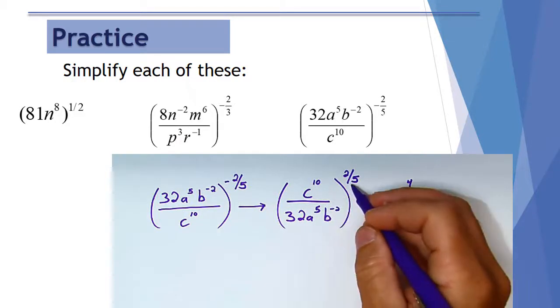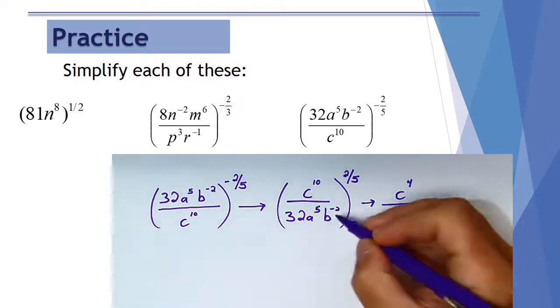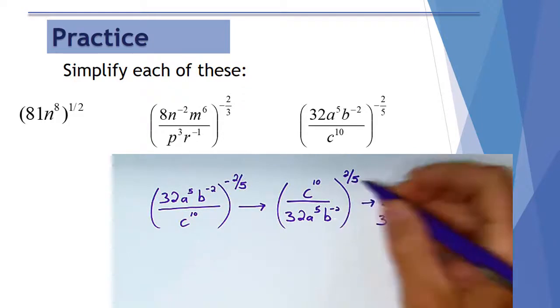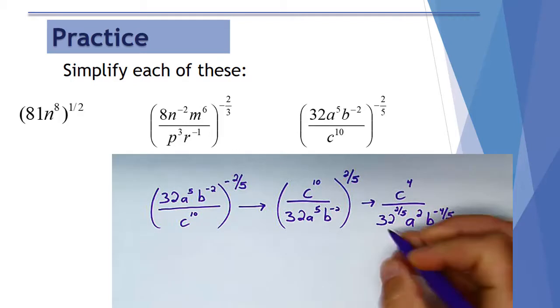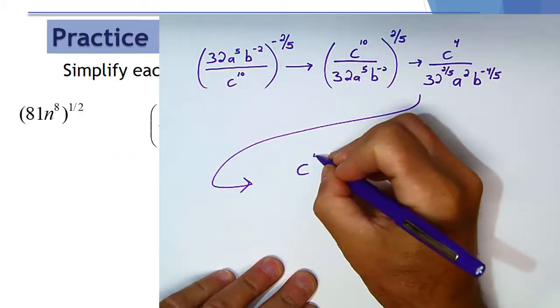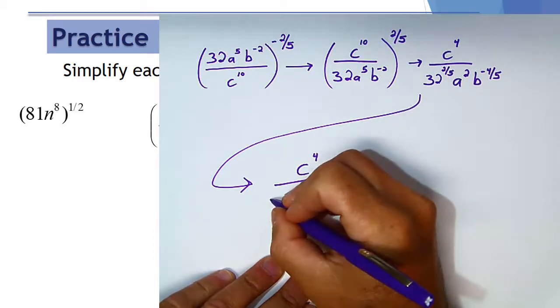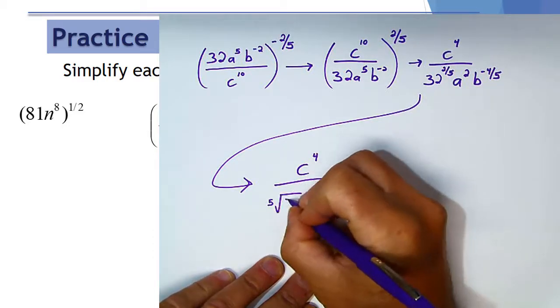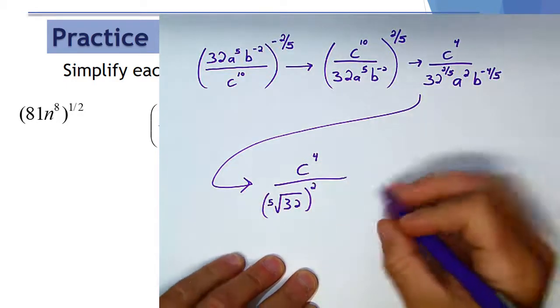A to the 5th to the 2/5 power, we'll multiply those to get a squared. And b to the negative 2 raised to the 2/5, that's going to be b to the negative 4/5. Now we can do better than that, of course. That's going to be c to the 4th over 32 to the 2/5. That is the 5th root of 32, but we're going to turn around and square that.